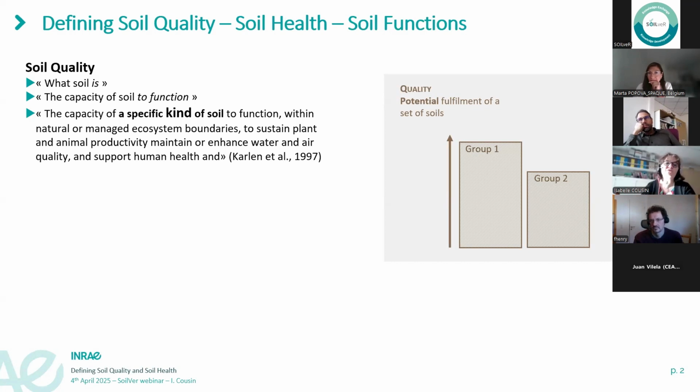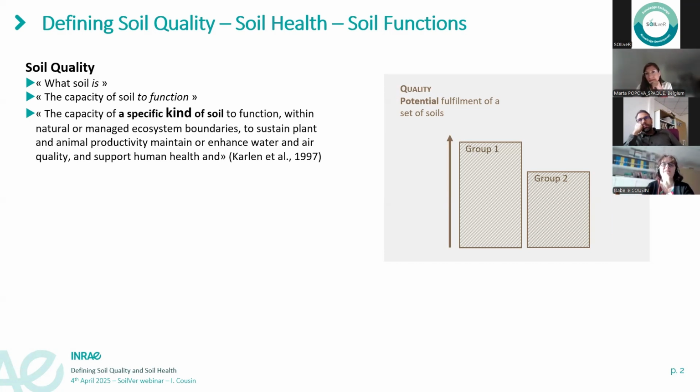And to define the quality, we look at the potential of this kind of soil to fulfill a set of soil functions. Oh, sorry, it means functions is missing here. So you have group one here, group two here, and we look at different functions and the level they can have. A group can be a soil type or a soil land use or whatever you want.